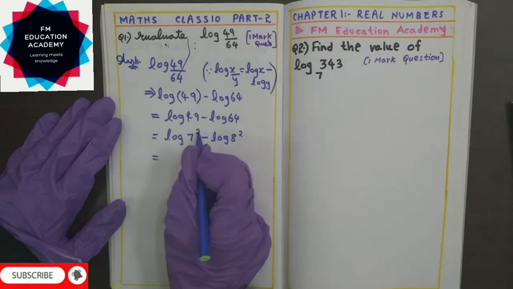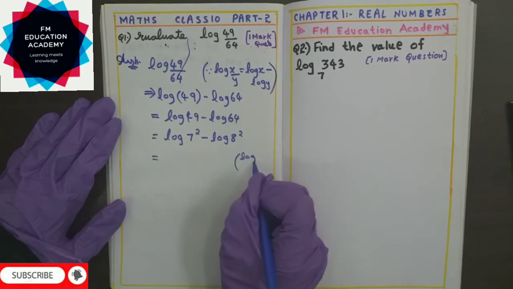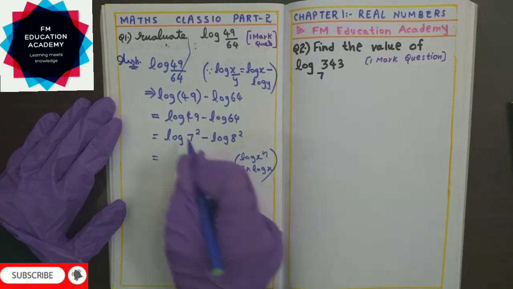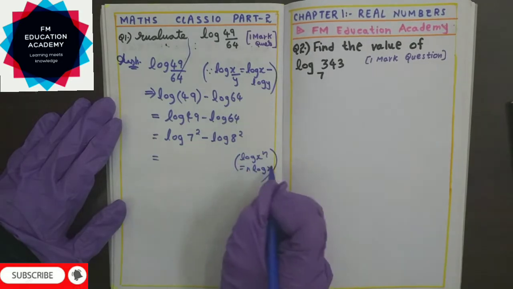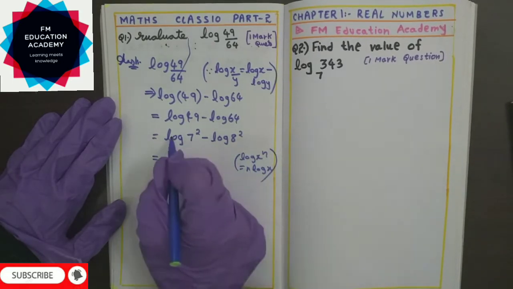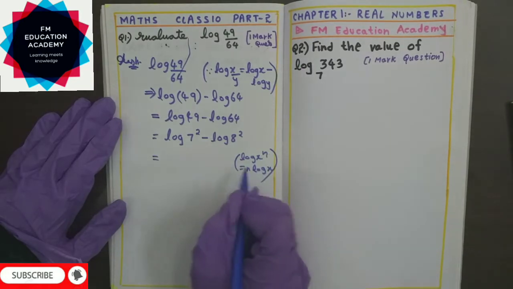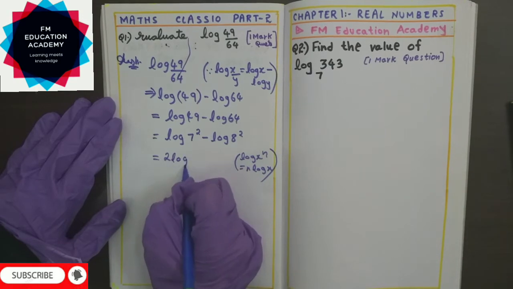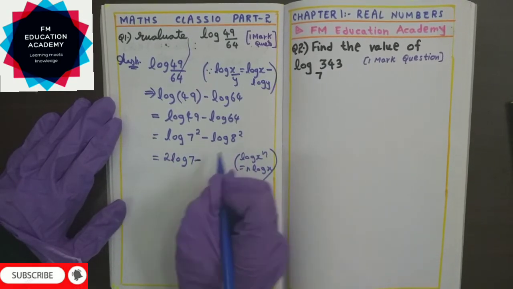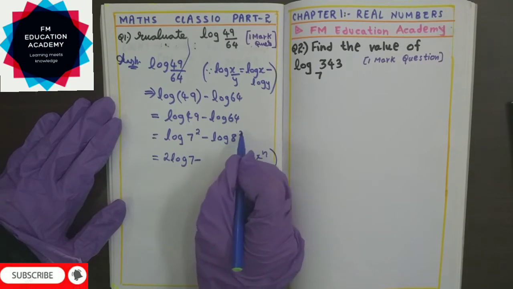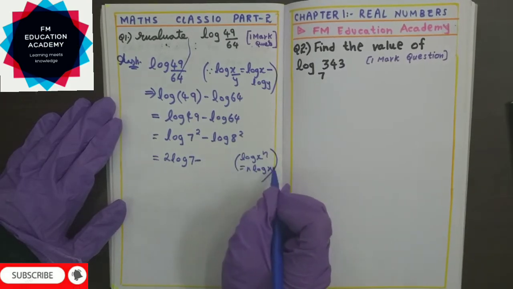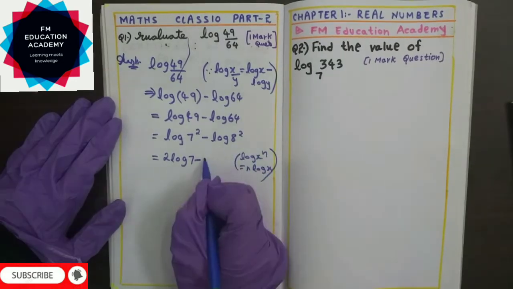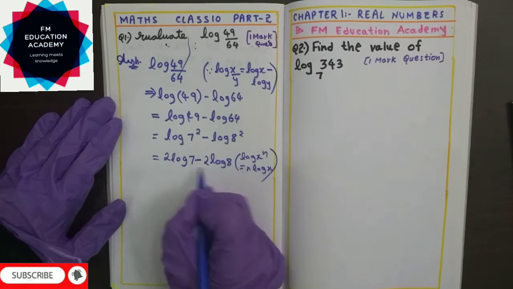Now again this is of the form log x power n. We know log x power n is n log x. So this LHS is given to us, and we need to write this LHS in terms of RHS. If you compare this, log is as it is, x is 7, n is 2. So n log x, where x here is 7. Minus, similarly this is also of the form log x power n, which is n log x. So comparing with this formula, x is 8 and n is 2. 2 log 8.